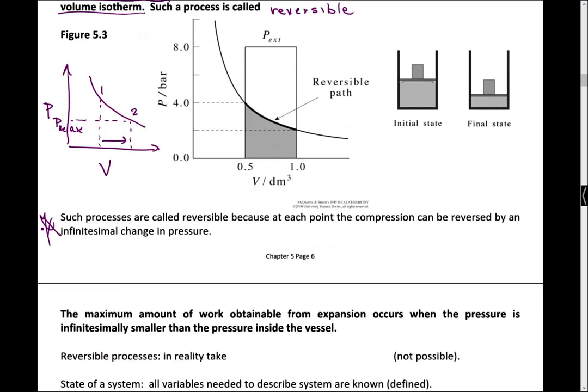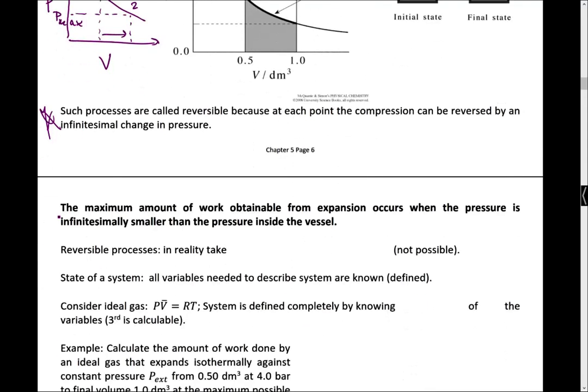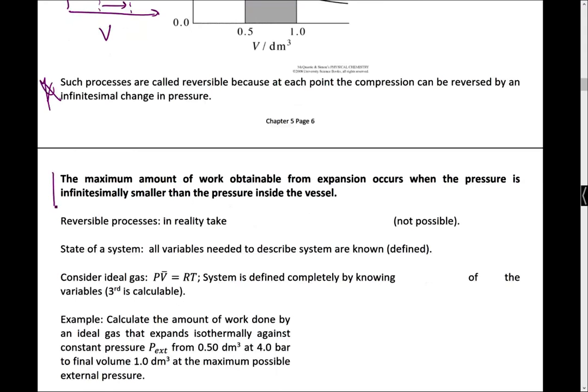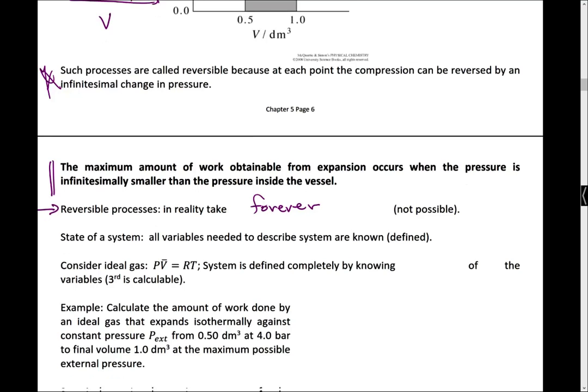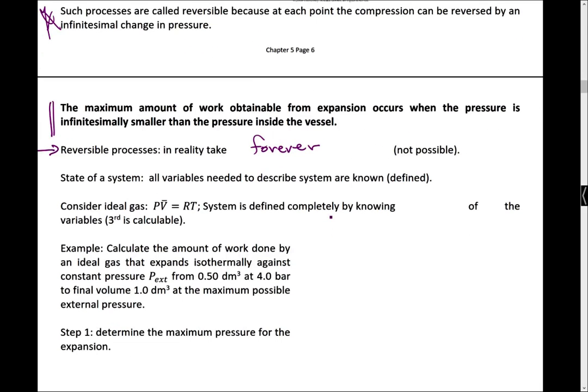All right, and we've already said this a couple times. The maximum amount of work obtainable from the expansion occurs when the pressure is infinitesimally smaller than the pressure inside the vessel. Right? The big caveat is, because we're doing this incrementally, changing pressure by an infinitesimal amount, that means it's going to take an infinite amount of time. So we'll just say forever. All right? So as such, this represents a theoretical limit. Theoretically, that's the maximum work I can get out of the system, or the minimum work that I need to put in to drive the process.